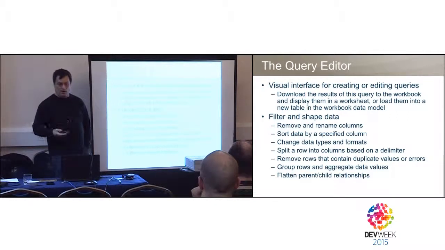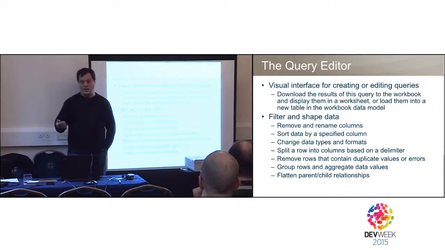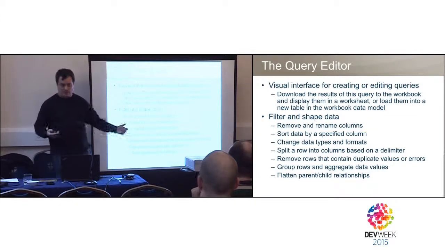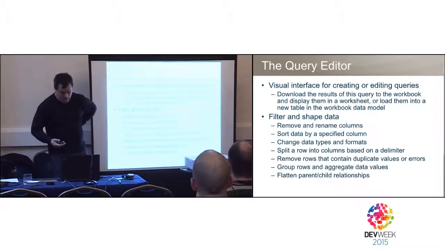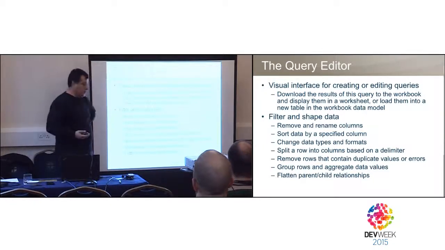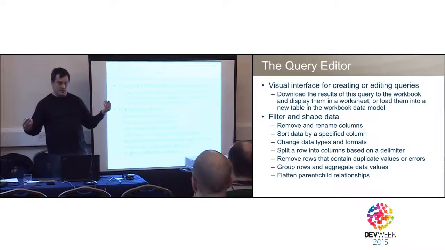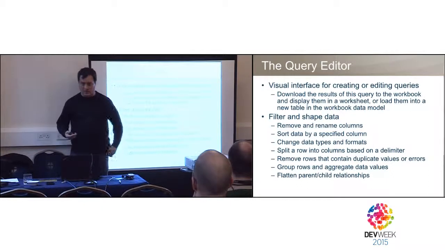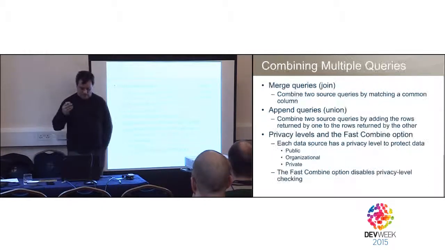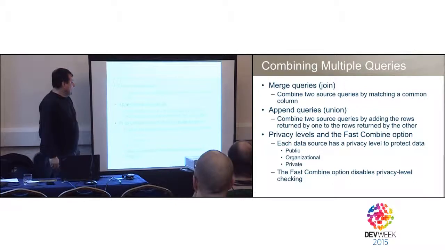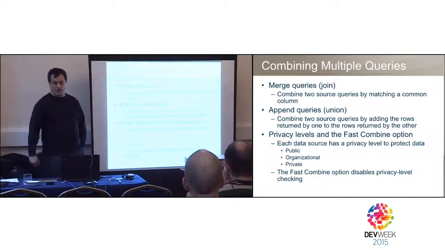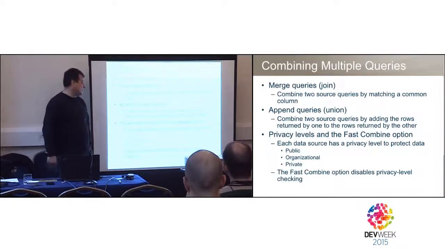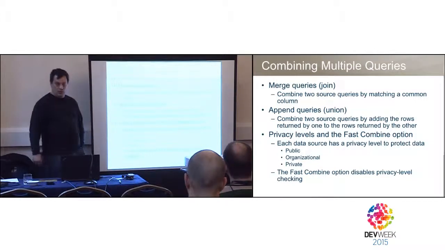You can also get rows with errors. For example, when you change data type, and I don't know, from character to integer, some values might not be possible to change, so you get errors there, you can just remove them. You can even group rows and aggregate data values, and kind of flatten parent-child relationship, which means importing child side to parent side, and add these as columns. Then you can merge queries or query results. So this is join, Power Query join. Append query results is Power Query union.